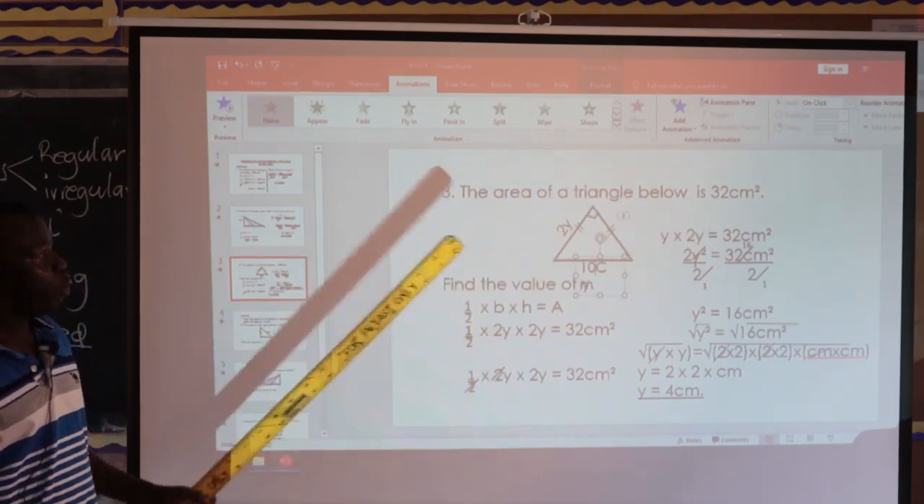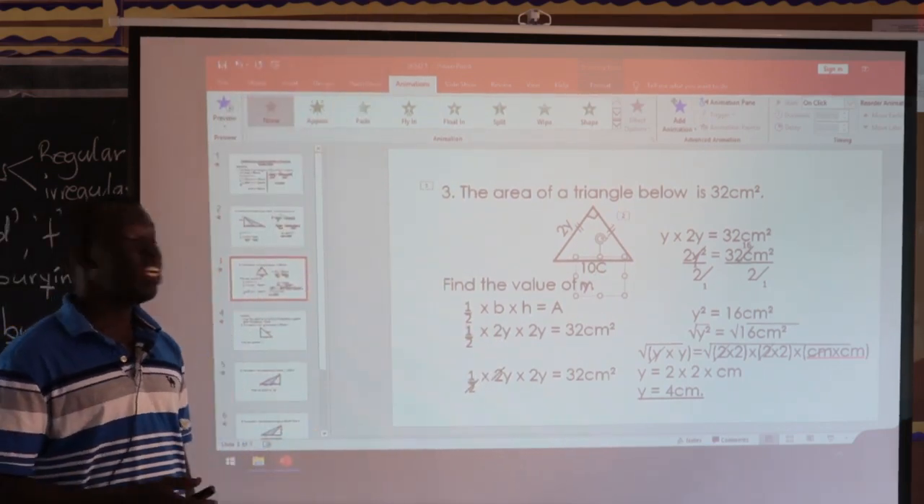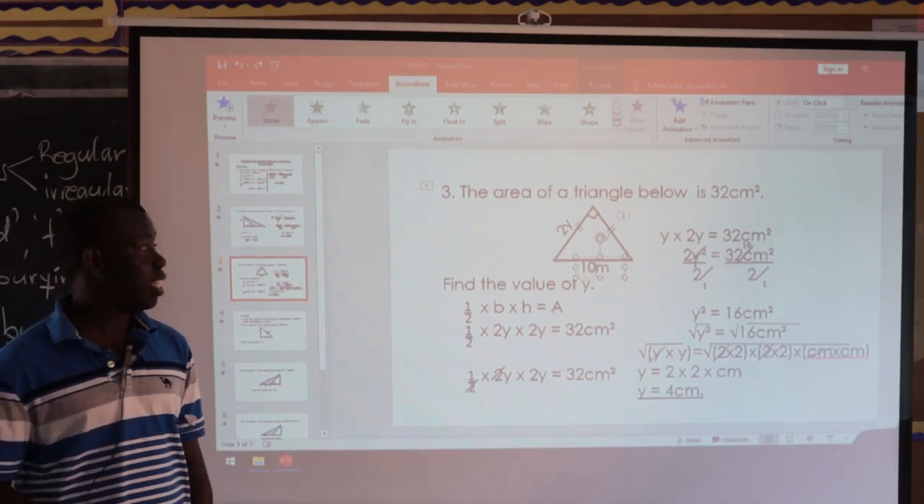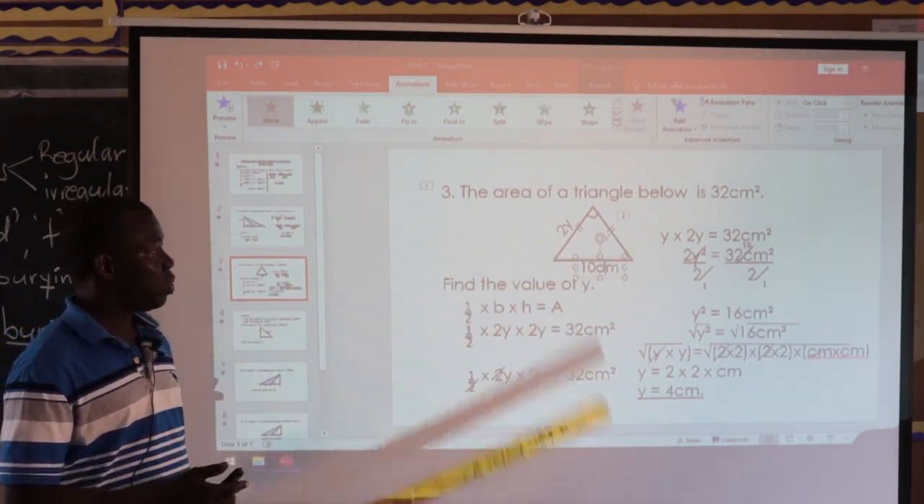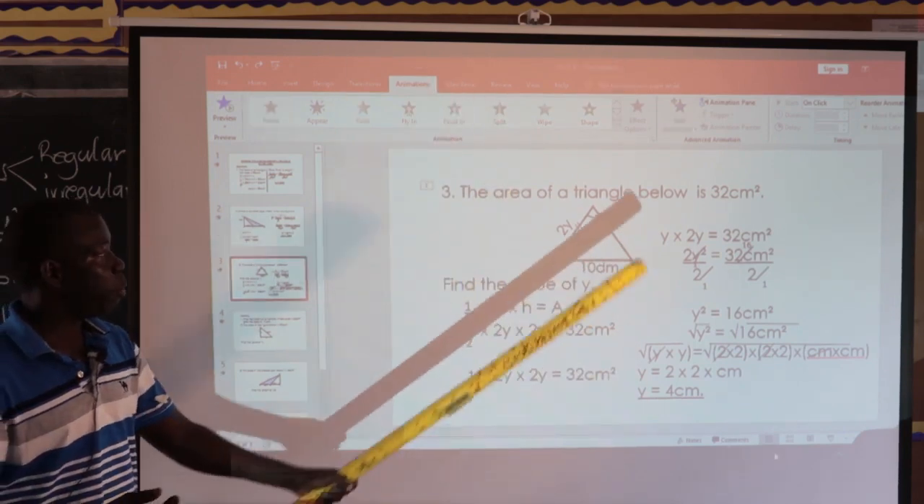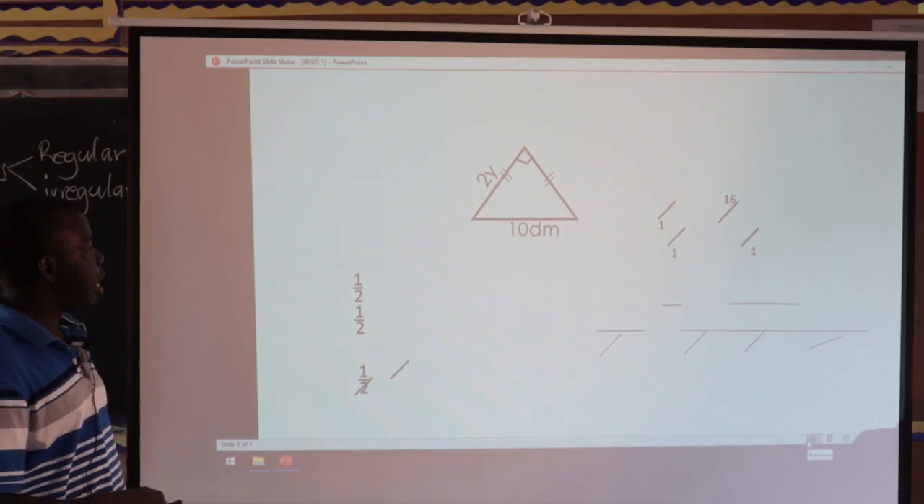Good. When you multiply y times 2y, a child who is not serious will tell you 3y. But that is addition, dear children. What is y times 2y? It is 2y squared.